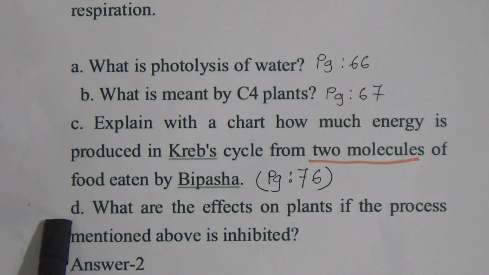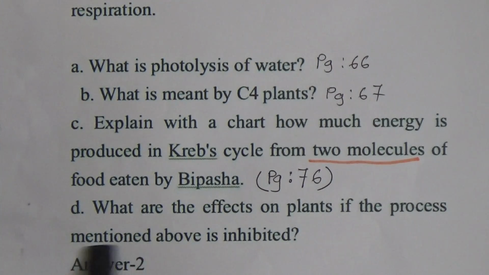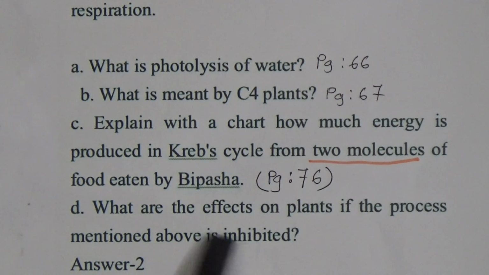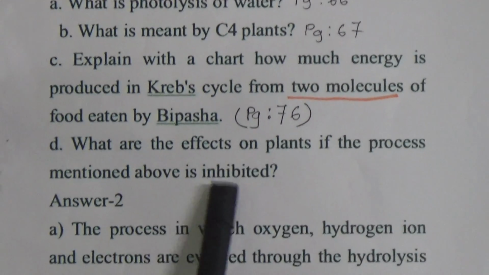Now come to the last one. What are the effects on plants if the process mentioned above is inhibited? The process mentioned above is the respiration process, and we know that through respiration plants and animals get energy. If there is no respiration, the plants or animals do not get any energy for doing their metabolic work. So this is very important.